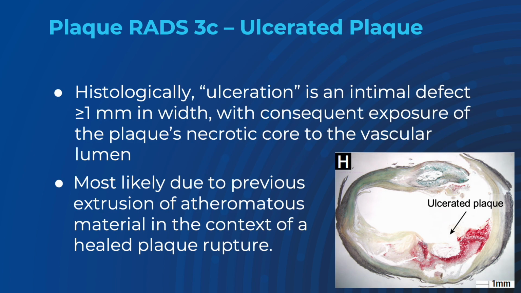And the final subcategory in Plaque-RADS score of 3 is 3C, ulcerated plaque. Histologically, ulceration means that there's an intimal defect that's 1 millimeter or more. And consequently, there's exposure of the plaque's core to the vascular lumen. On carotid studies or other vessel studies, most likely the atheromatous material has already left the area, and there's a healed plaque from previous rupture. And so here's an example on histology of an ulcerated plaque.